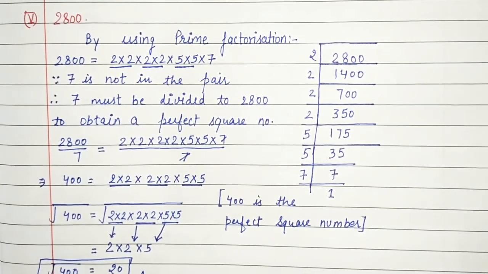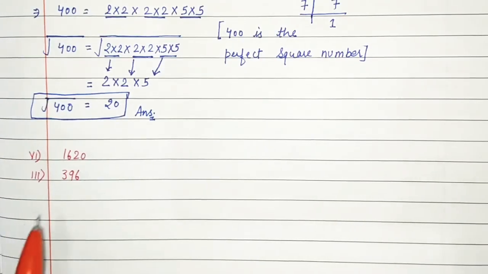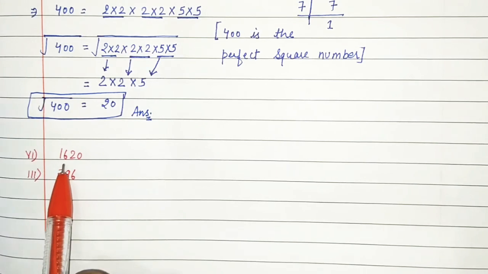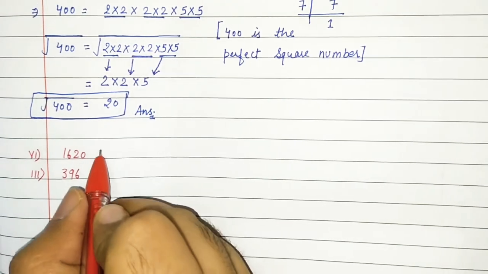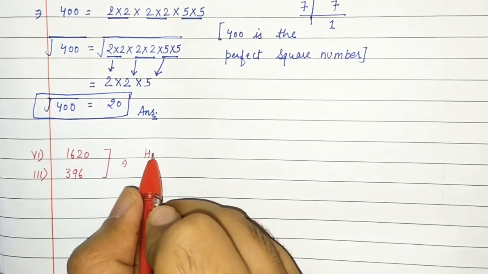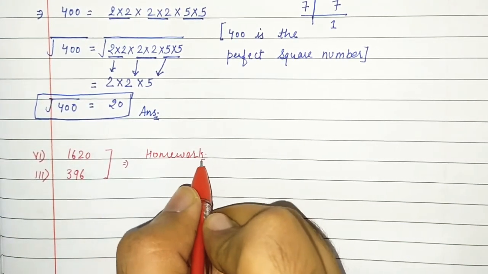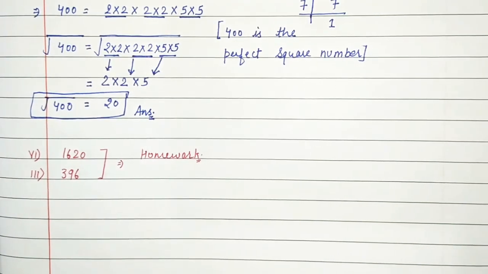Okay. Now sixth part is similar, so you can try yourself. Only 2 parts are homework of this question. Okay, sixth part and third part. Thank you. Now move to the question number 7.